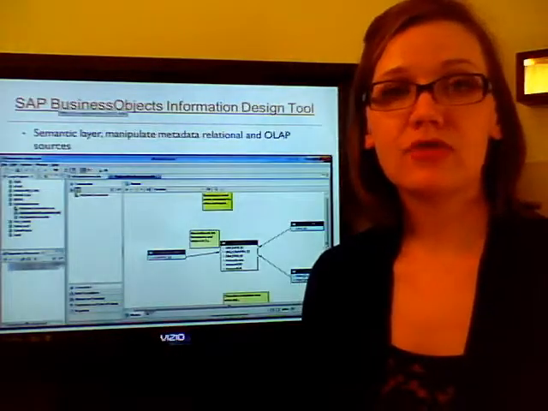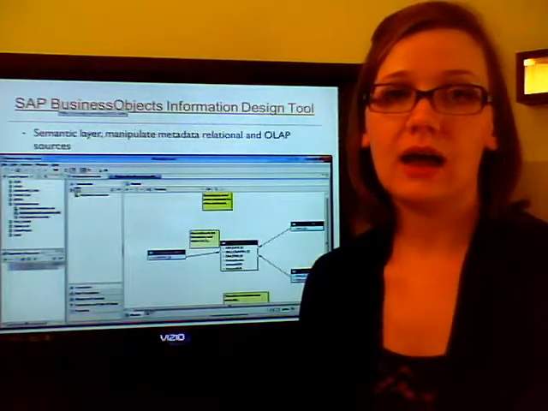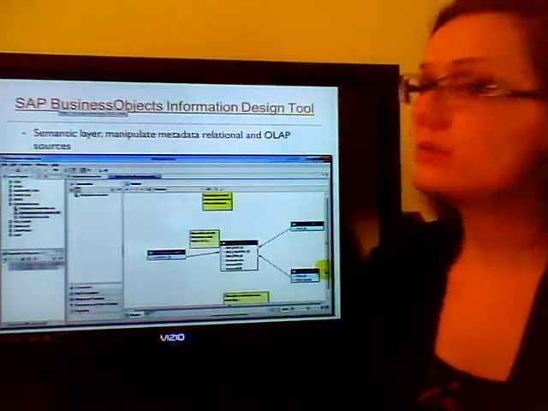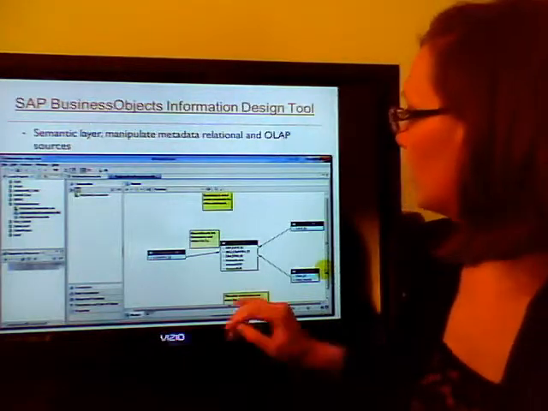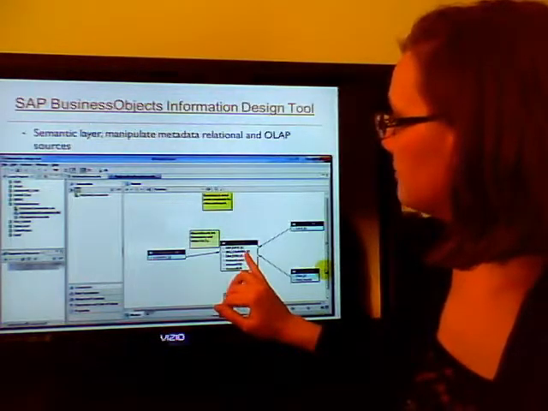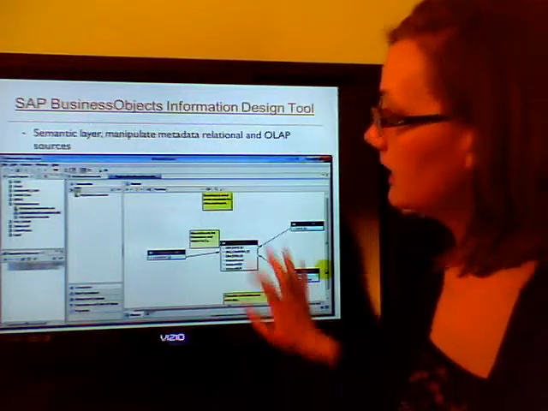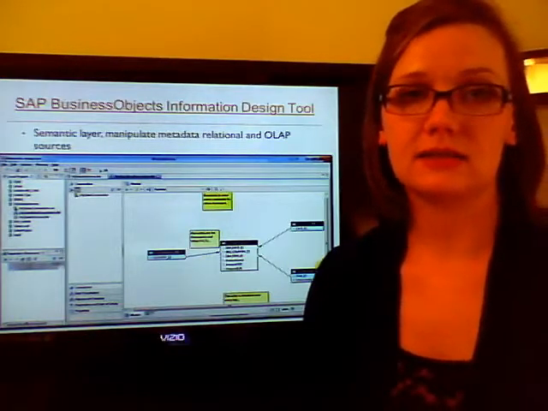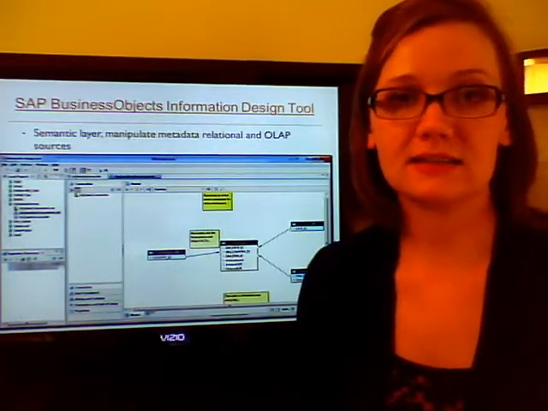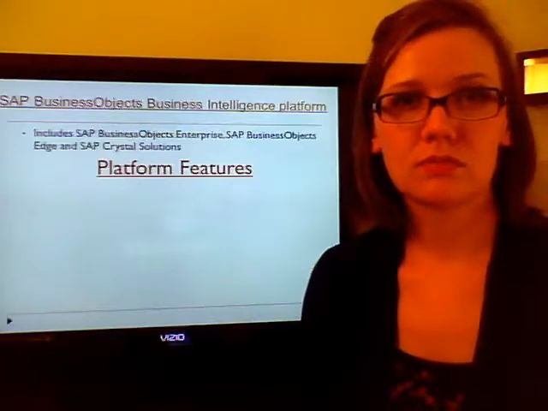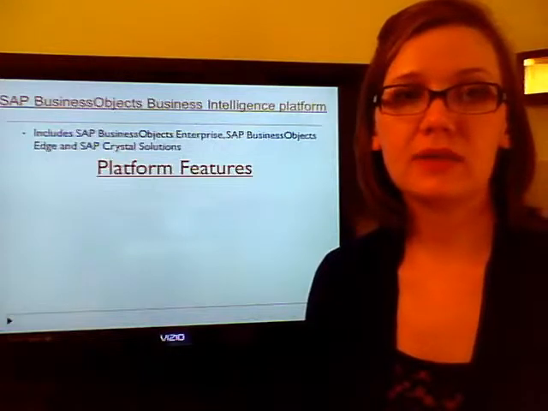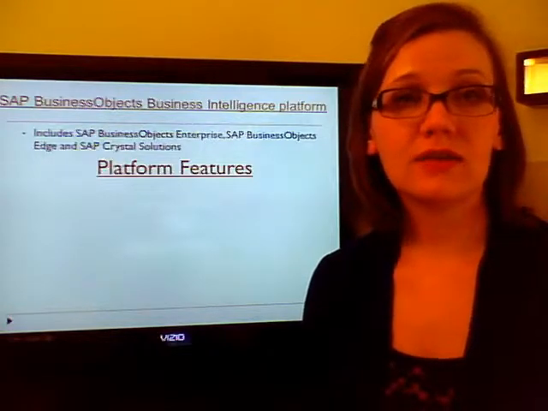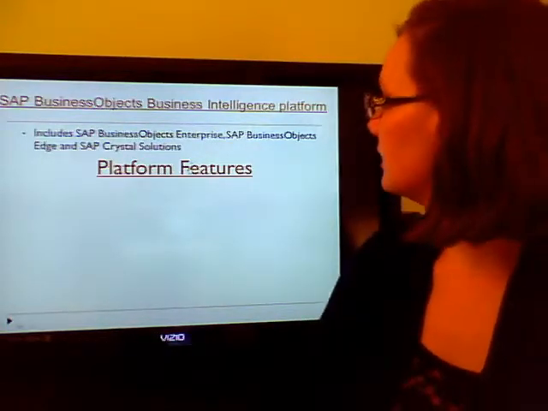And share. Information Design Tool, this is the semantic layer where you're able to manipulate metadata and relational and OLAP sources. So this really reminds me of what we do in SQL Server, because we have our data mart, and then we have our tables that we can manipulate and change the way that they relate to each other and the way that we want to look at them, slice and dice, and so on. This tool has the slice and dice capabilities as well. SAP Business Intelligence Platform includes SAP Business Objects Enterprise, Objects Edge, and Crystal Solutions, including everything that we've gone over so far. That's all available on the platform.